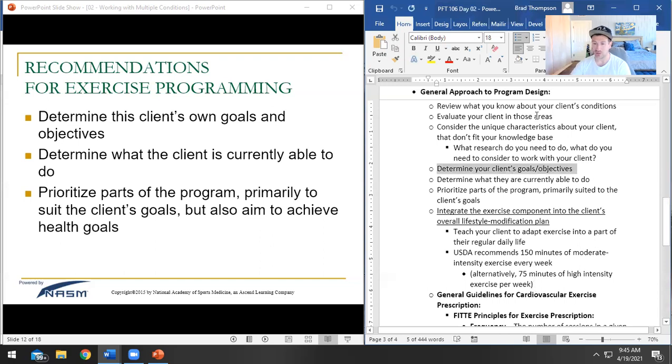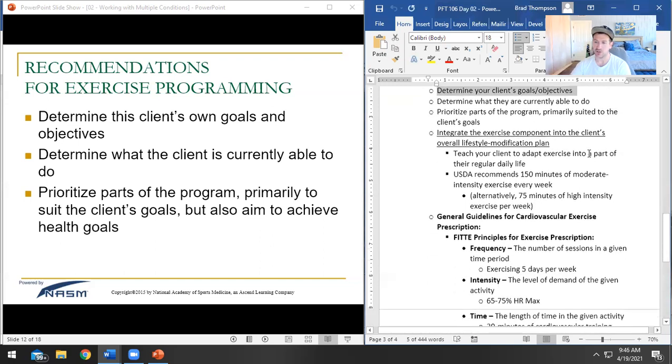Always ask your client what their goals and their objectives are. And always, it's not on here, but this is important: always make sure that your client is the one to set those goals. We are there to guide our clients for sure, but your client's goals should always be self-determined. We are a guide, not a dictator, I guess.